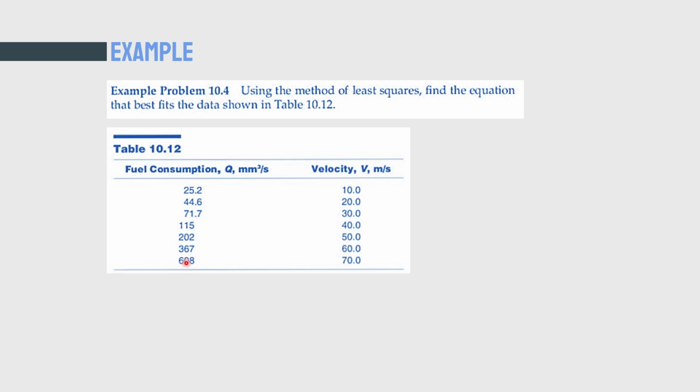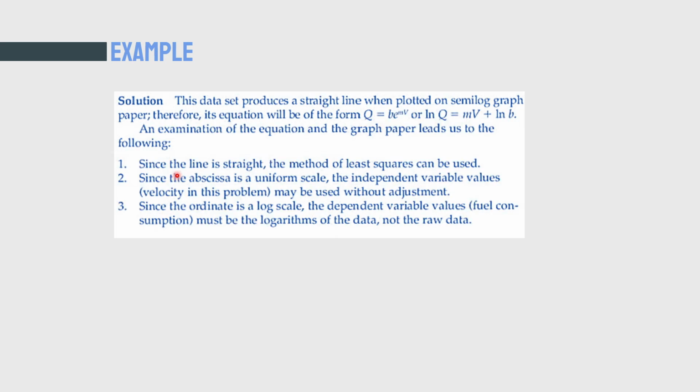When it's 608, it will be 70. It makes more sense to have velocity first, then fuel consumption, because velocity is the cause and fuel consumption is the result of that cause.